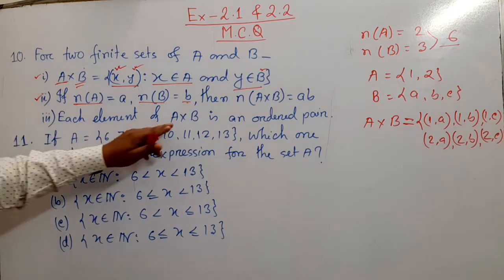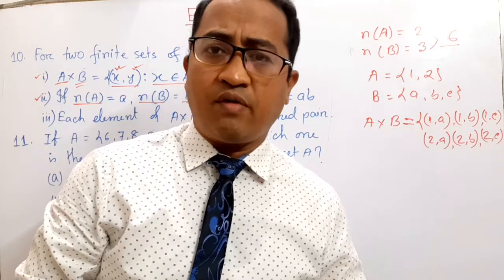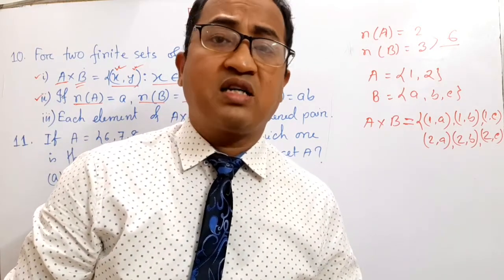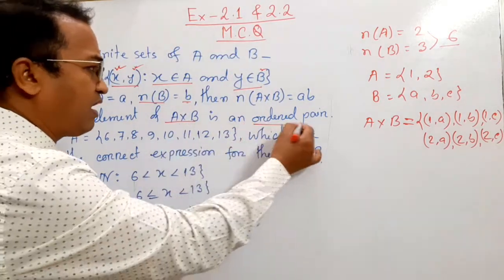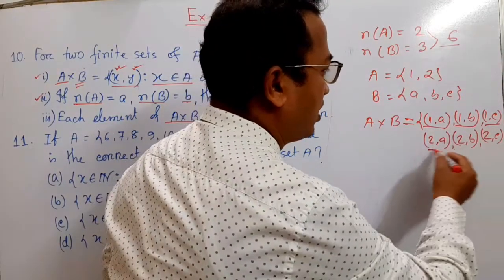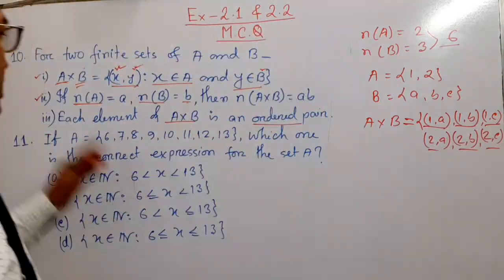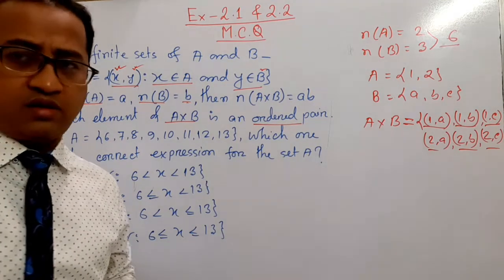Each element of A cross B is an ordered pair. I have told you that the element of the Cartesian product must be an ordered pair. Look, these are ordered pairs. These all are ordered pairs. So this is also correct. So all three pieces of information are correct.